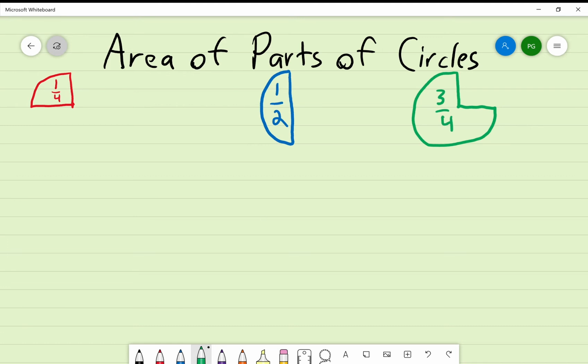So, all we have to do when we're asked to find the area of a circle, we know we have a formula. We follow it and we solve. The only extra step you have to follow to get the area of parts of circles is at the end, you multiply it times the corresponding fraction.